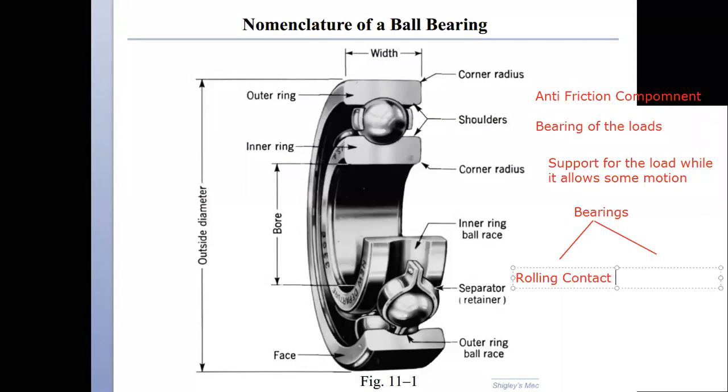Rolling contact bearings, and another one would be sliding contact bearings. ठीक है जी. So these are the major two types of bearings.